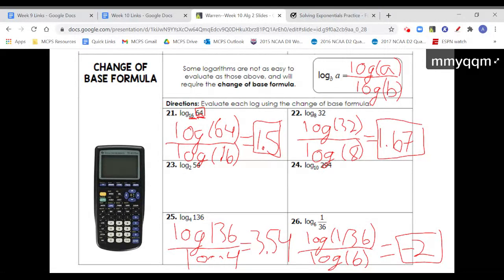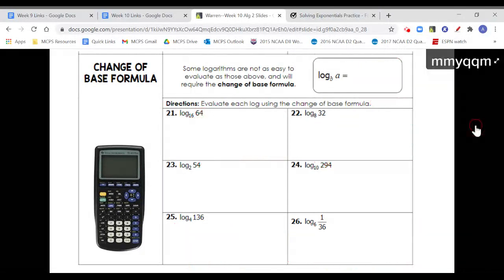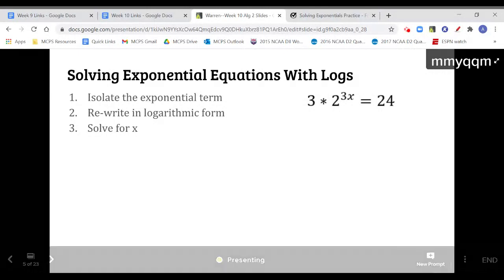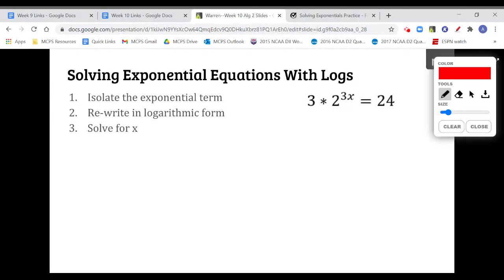So now that we know this, we can move on to the actual point of today's video, which is to solve exponential equations using logarithms. So there are 3 steps to doing this, right? And this is the reason we just learned the change of base, because we're going to be using that as we solve. And basically, we start by isolating the exponential term.